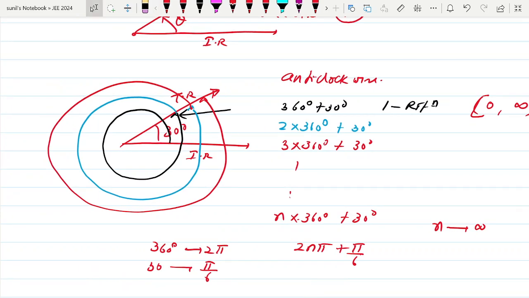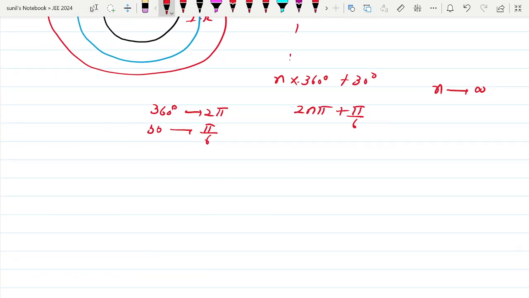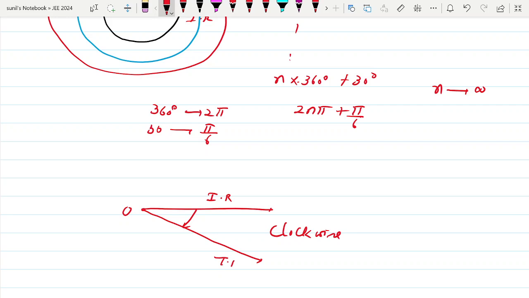Now we take another sense of measurement of angle. Suppose this is my initial ray. This is the vertex, this is the initial ray. Suppose this initial ray is turned through an angle theta in the clockwise direction. This direction is clockwise. This is the terminal side of the ray. Then the angle taken in the clockwise direction will be taken as negative. The absolute measure of this angle is theta, but since it is a clockwise direction, we'll take this as minus theta. So this way.